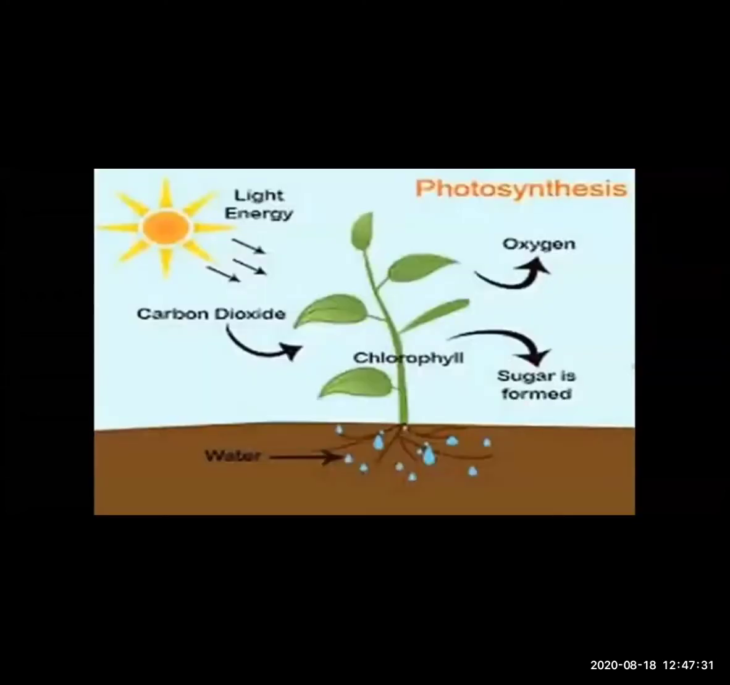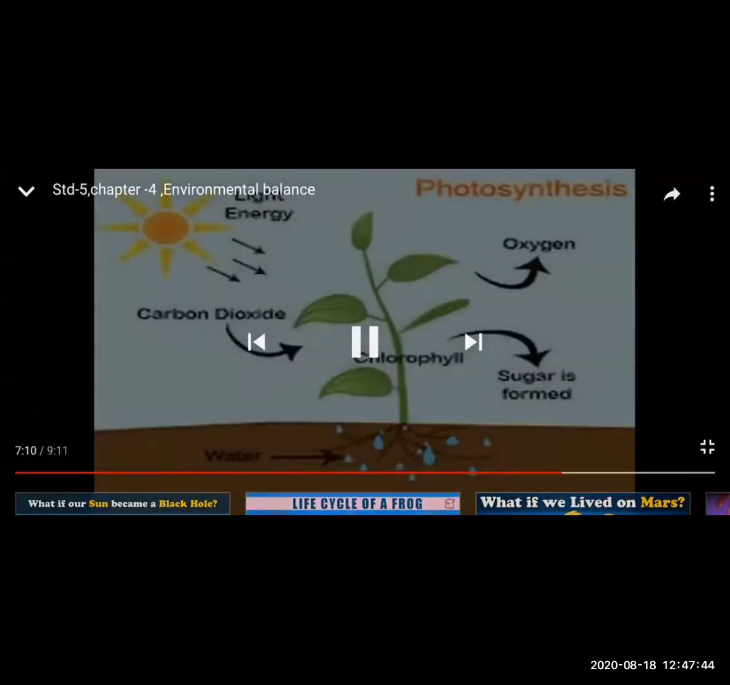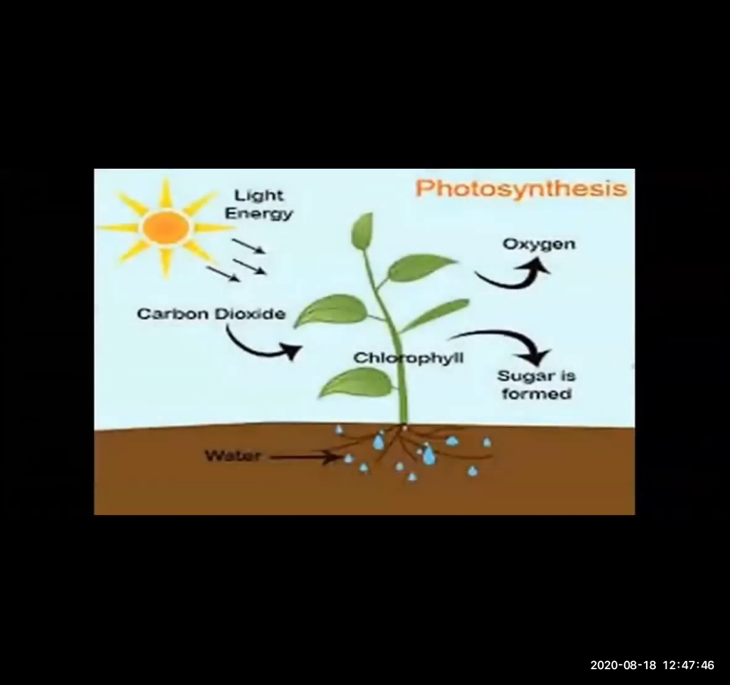Students, there are many processes and cycles present in our environment due to which environmental balance is maintained. Out of that, the one process we are going to talk about is photosynthesis. It is the process by which autotrophs, that means plants, use light energy to make sugar and oxygen gas from carbon dioxide and water. With this process, oxygen is given out and carbon dioxide is taken in to prepare food by the plants.